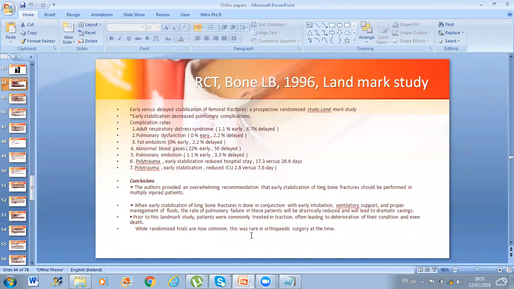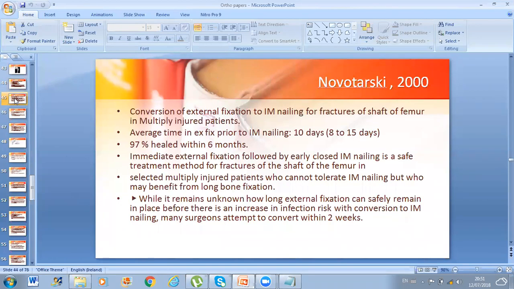While randomized trials are now common, this was rare in orthopedic study at that time. This was a landmark study because RCT trials are the best trials. So this was, I think, the very beginning of RCT trials in orthopedics. Previously that was not common. This is Nowatarski in 2000.